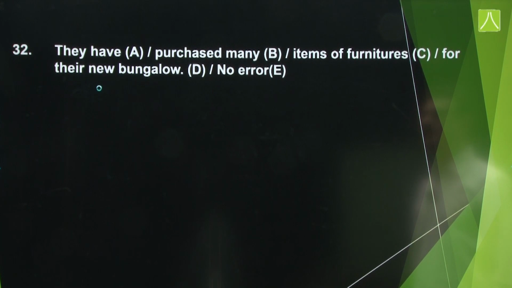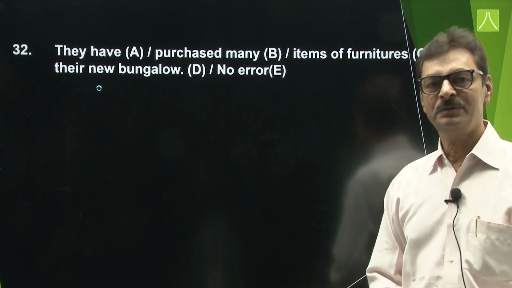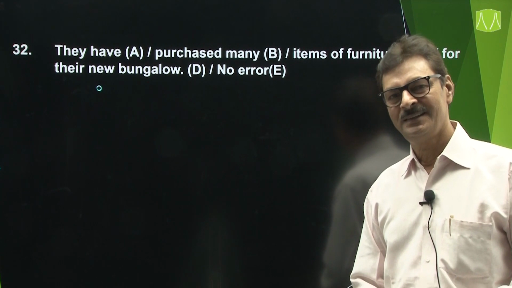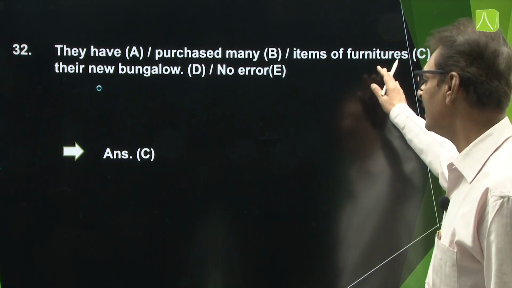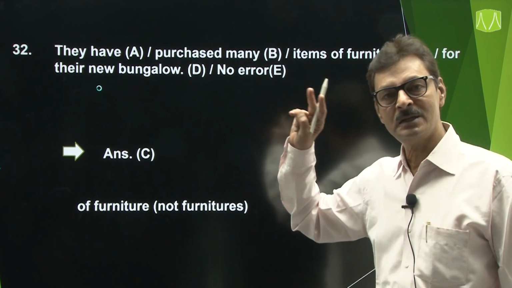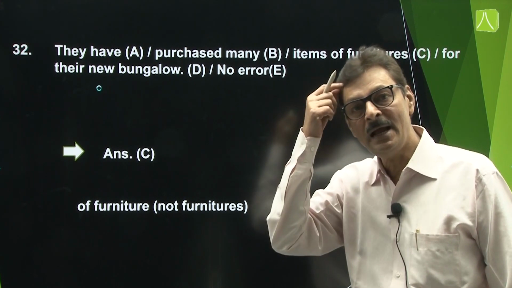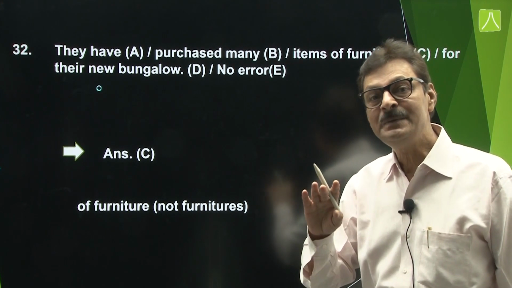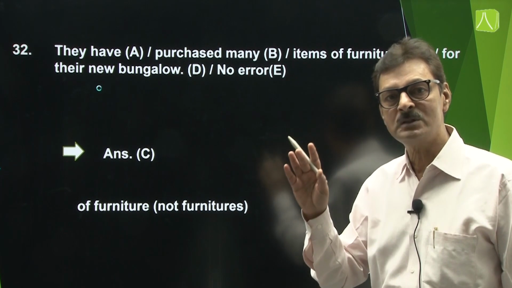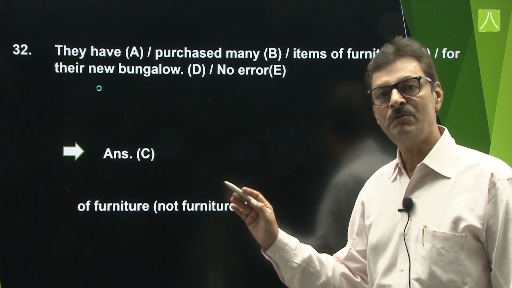Next, they have purchased many items of furniture for their new bungalow. Where is the error? The error is in part C. Part C के अंदर क्या है? Furnitures कभी यूज नहीं होता है. Furniture plural is furniture. We never use this term furnitures. Hair, hair. Sheep, sheep. Sheeps is incorrect. Hairs goes incorrect. Furnitures is incorrect. Furniture का plural also is furniture.